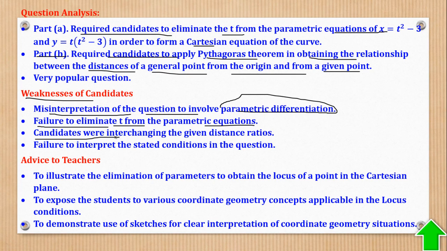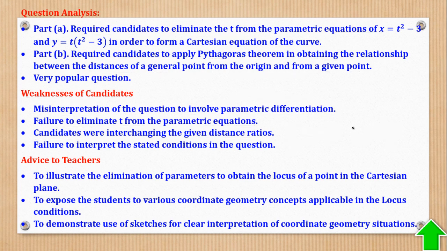Then next was candidates interchanging the given distance ratios. So if you say 5 OP is equal to AP, that is now already interchanging. The 5 was supposed to be on AP. Then failure to interpret the stated conditions in the question. So you read the question and clearly understand it.